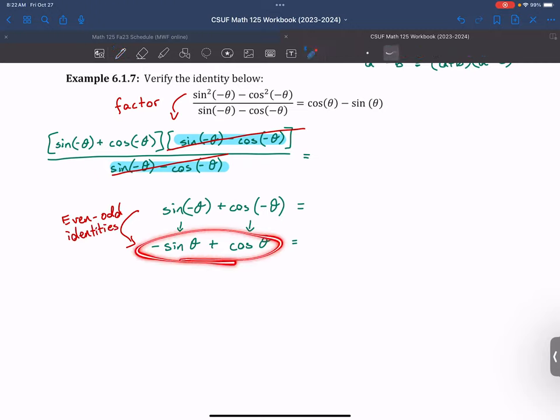And now we're almost to where we want to be. Last thing we have to do is swap their positions. And we can do that because addition and subtraction are commutative. So I can just take this and say, I'm going to move you over here and you over here. And I'm going to have cosine of theta minus sine of theta.